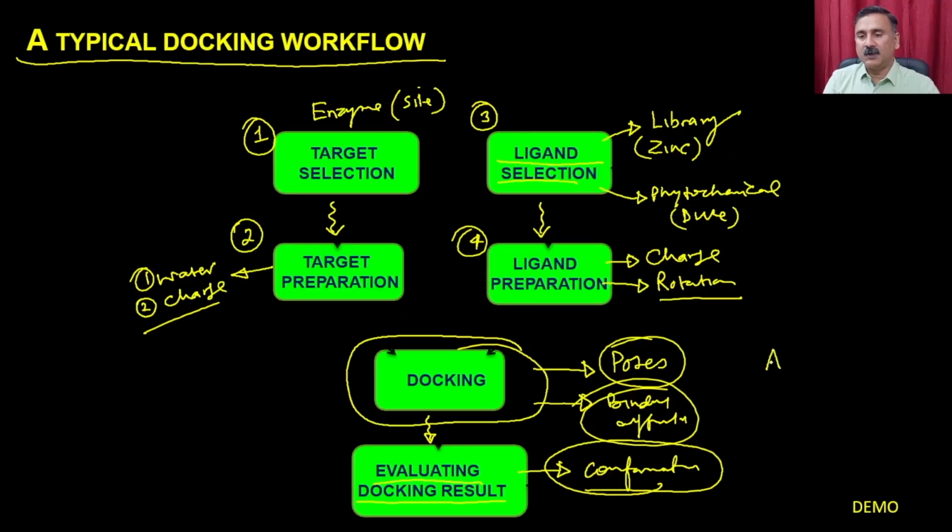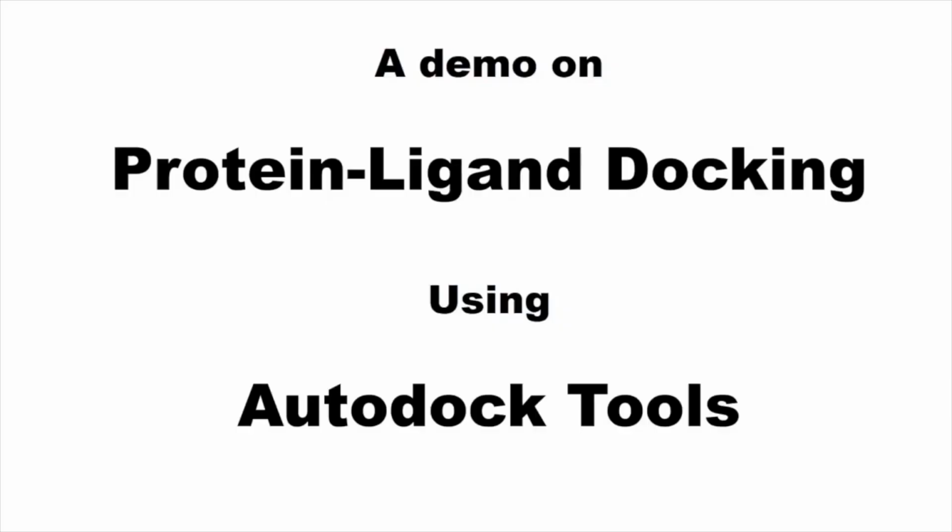To explain all these procedures, we have prepared a small demo where we are going to use a software called AutoDock, where the students explain how you can do the target selection, how you prepare the target, how you prepare the ligand, how you prepare the grid parameter files and the docking parameter files, and how you analyze the results. In this demo, the students explain the different steps of how you can perform the docking with AutoDock.